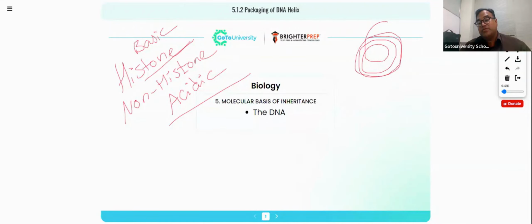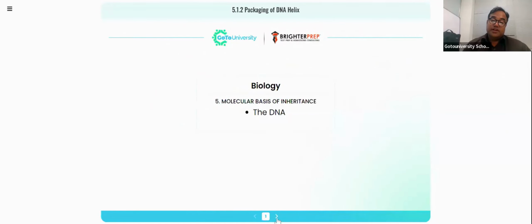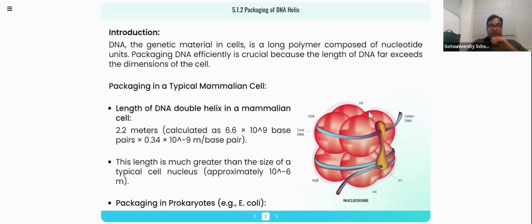The DNA is packed over each other because of the histone and non-histone proteins. Because of the histone and non-histone proteins, the DNA is packed into a structure we call a nucleosome. Nucleosome is the message we need to understand. Now we are coming to the second phase of the explanation, the molecular basis of inheritance. Can you see this nucleosome structure?